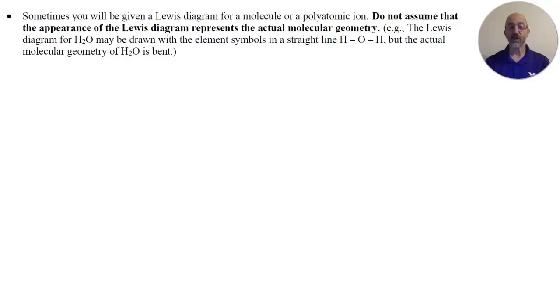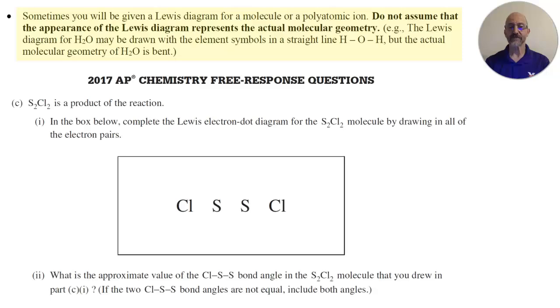Sometimes you will be given a Lewis diagram for a molecule or a polyatomic ion. Do not assume that the appearance of the Lewis diagram represents the actual molecular geometry. So for example, the Lewis diagram for water may be drawn as a straight line with the elements H, O, H in one line, but the actual molecular geometry of water is not linear, but bent. In 2017, there was an example where a student had to complete the Lewis electron dot diagram for the S2Cl2 molecule.